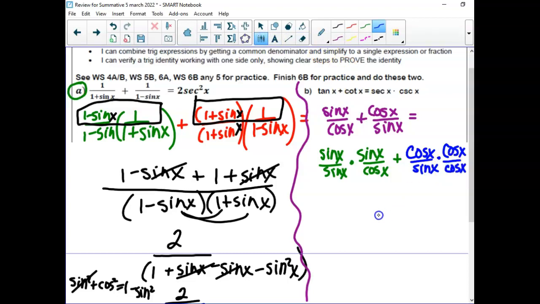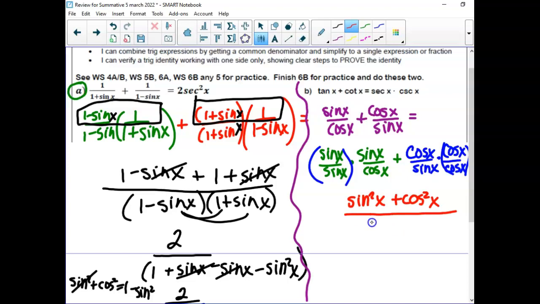All right, so the common denominator was cosine times sine. So this first one already had a cosine, so I multiplied it by a sine. The second one already had a sine in the denominator, so I multiplied it by a cosine. Well, what happens up top? Sine times sine is sine squared, plus cosine times cosine is cosine squared.